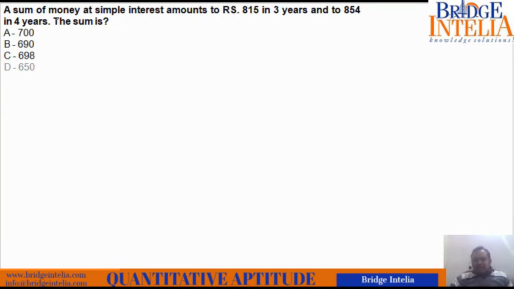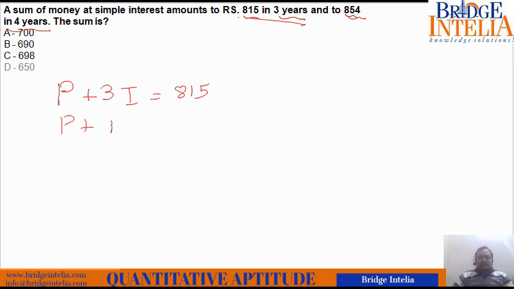A sum of money at simple interest amounts to rupees 815 in 3 years and to rupees 854 in 4 years. So principal plus 3 years of interest is equal to 815, whereas principal amount plus 4 years of interest is equal to 854, because it is written amounts to. So we are talking about the total amount. That's why principal plus interest. So let me call this 2.